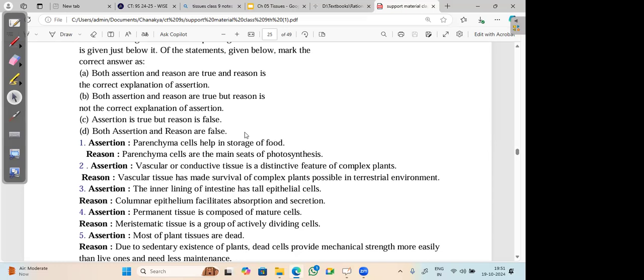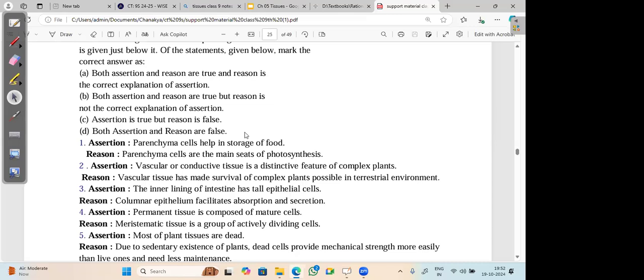Okay. Are both assertion and reason correct? Yes, sir. Is it the correct explanation? No, it's not the correct explanation. Sir, option B. Think of it carefully. It is not the correct explanation. Think of each of them, whether correct, and think of the whole question once more.